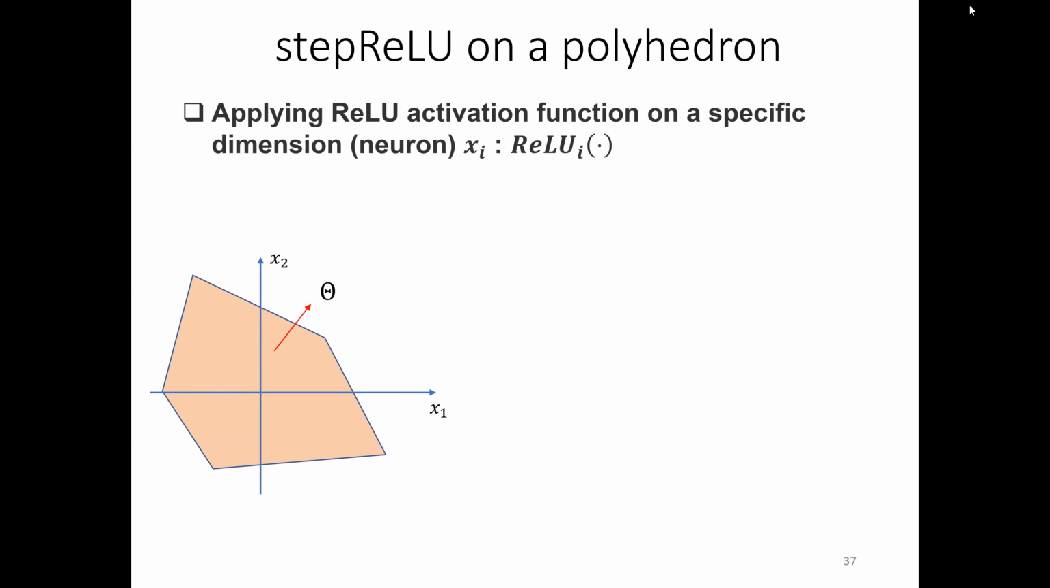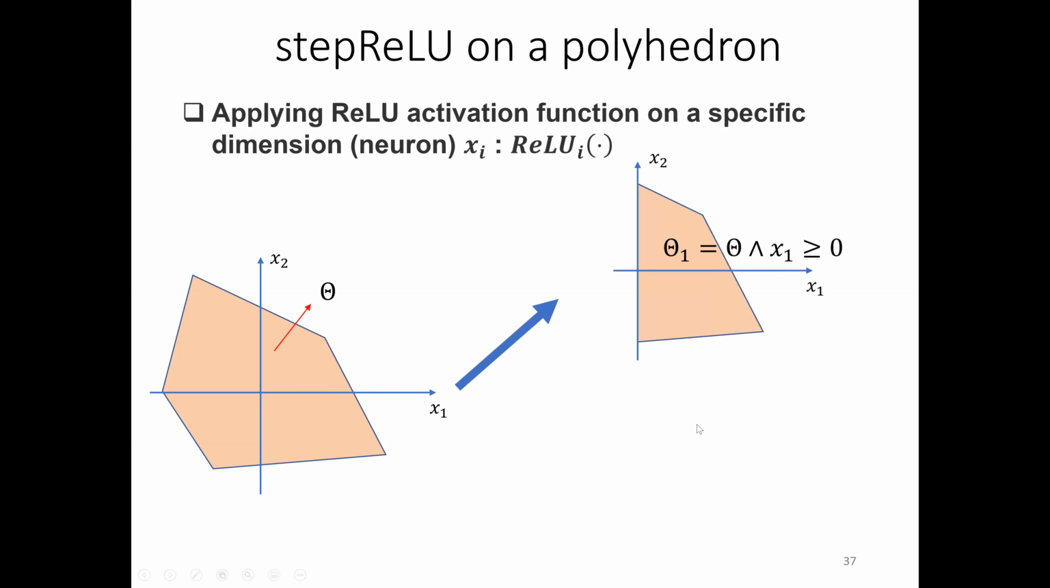So what is the step ReLU operation? The step ReLU operation is where we apply the ReLU activation function on a specific dimension. So here I define it as applying the ReLU activation function on xi. Don't care about the other dimensions, just care about a single dimension here. Let's see how it works.